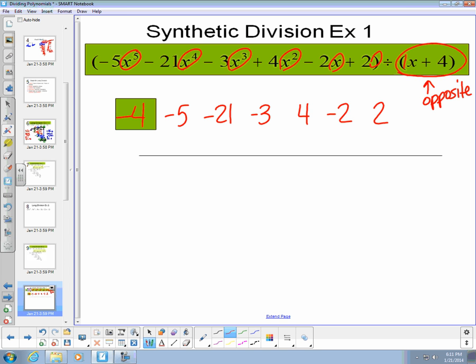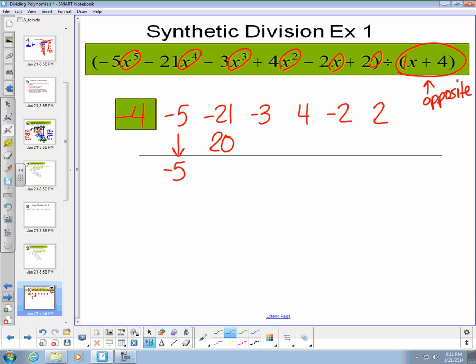Now to start the process of synthetic division, we're going to bring down the first number. Okay, then we're going to multiply the answer that we have below the line times the number in the box. So negative 4 times negative 5 is positive 20, and I write that underneath my next coefficient, or my next term, and then I'm going to add. So we're going to multiply and add all the way across.